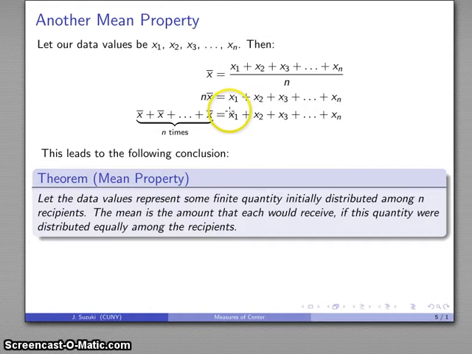If I imagine my data values to represent some finite quantity that's initially distributed among however many recipients I have over here, so my data values may be a weight of cereal in n boxes, maybe the points given on an exam to n students, maybe the heights of n people, and I can imagine those quantities being distributed to a number of recipients. The mean corresponds to the value that each of these recipients would get if we were to redistribute the total amount we have here equally among our recipients.